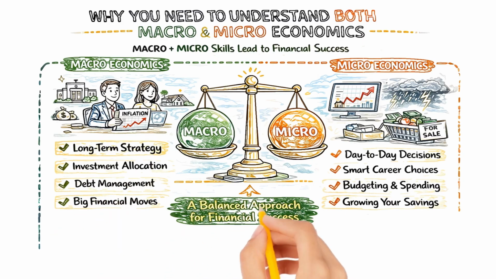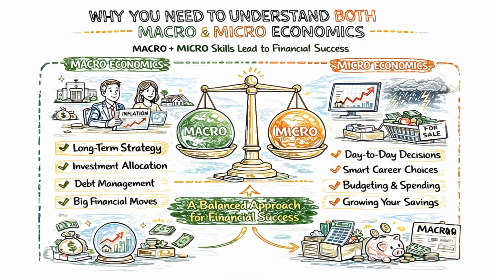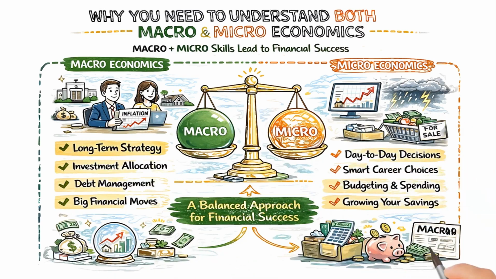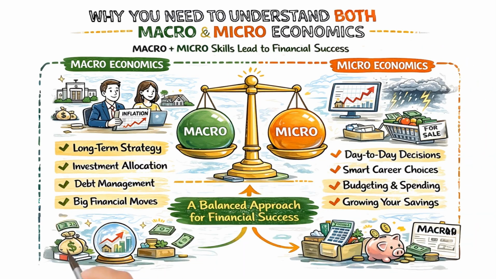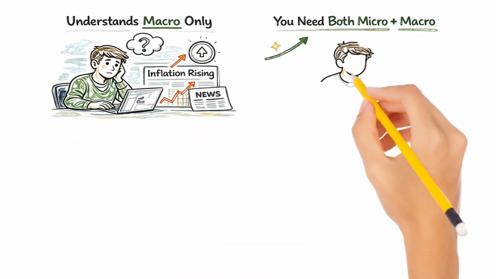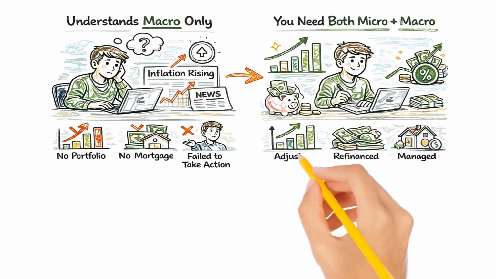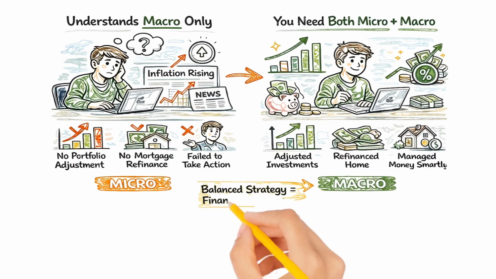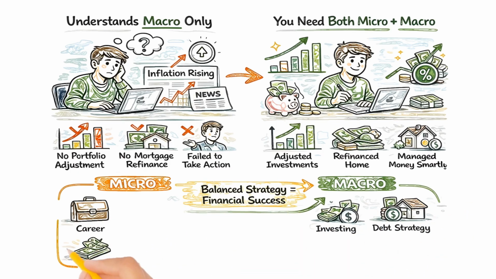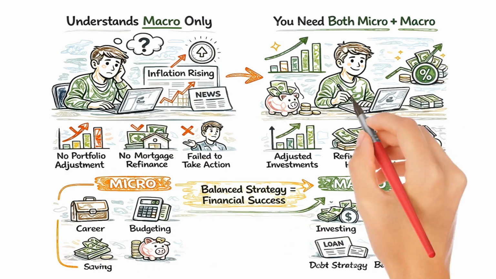You need both. Micro for your day-to-day money decisions, career choices, spending habits, budgeting, saving. Macro for your long-term strategy, investment allocation, debt management, timing, big financial moves like buying a house or starting a business. The most successful wealth builders understand both levels. They make smart individual choices and they position themselves to benefit from or protect against macro forces. Now let's talk about the 5 most common mistakes people make when they ignore micro and macroeconomics.